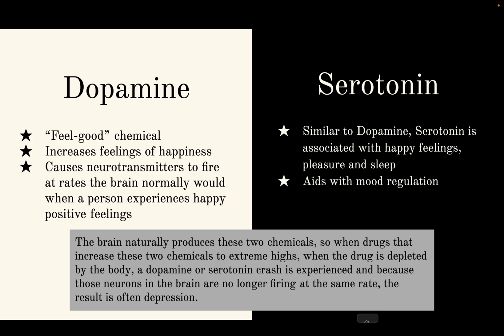So, between the two, when the brain naturally produces these two chemicals, and then we consume drugs that increase one or two of these levels to extreme highs, once the drug wears off, our brain craves that intense firing of our neurons. But because our bodies and brains can't produce that naturally, we have the crash. And so that leads to addiction, because our bodies now crave to feel good. We crave what makes us feel good. And that would be the drugs.